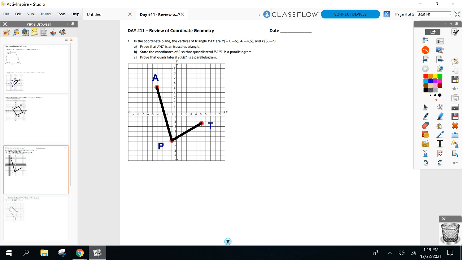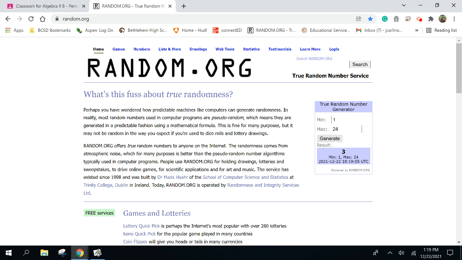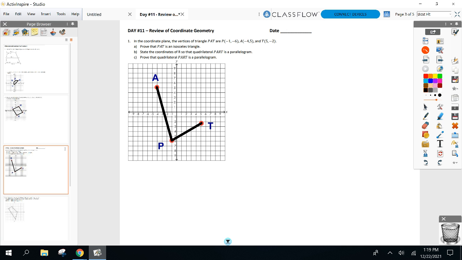All right, let's prove it isosceles. First question I have for somebody is, well, what makes a triangle isosceles? Eva, what makes a triangle isosceles? Two sides or angles. Probably not going to do angles up on a graph, right? So I'm going to do two sides.